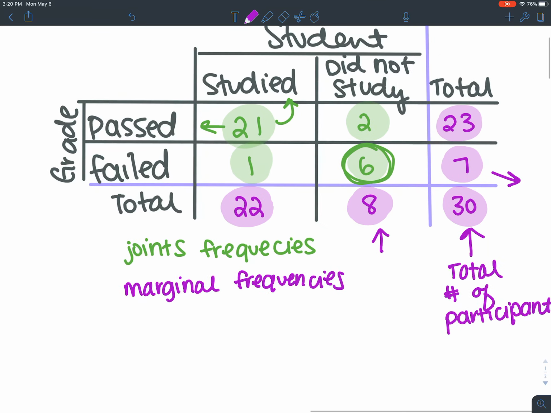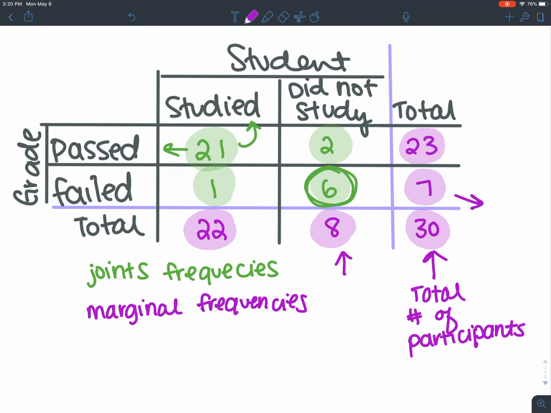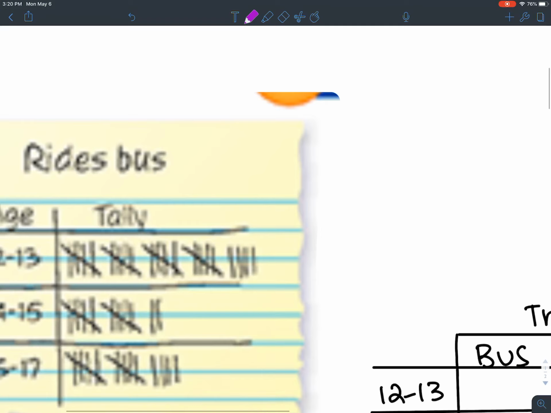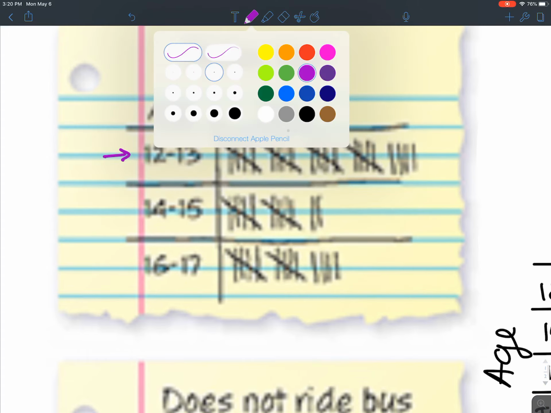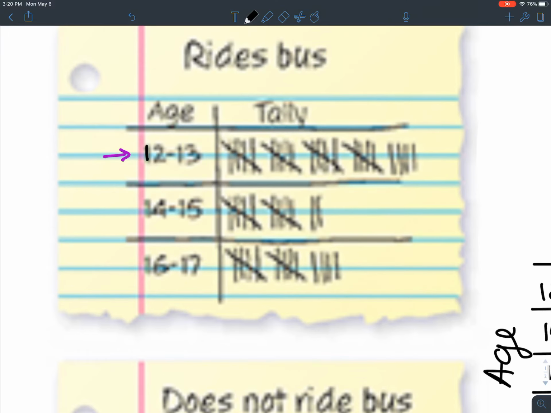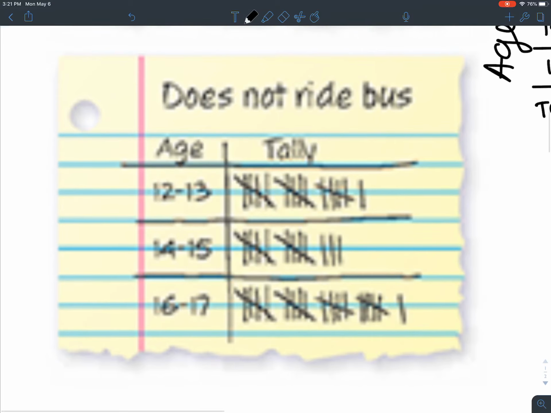Okay, so if we wanted to make our own two-way table, we would have to look at an example. So we have people who rode the bus, and then it's also broken down by their age. It's kind of hard to see that, so we'll say it's from 12 to 13, from 14 to 15, and from 16 to 17. So they either rode the bus, and they have 3 different options for ages, or they did not ride the bus, and those same options are below for the ages.